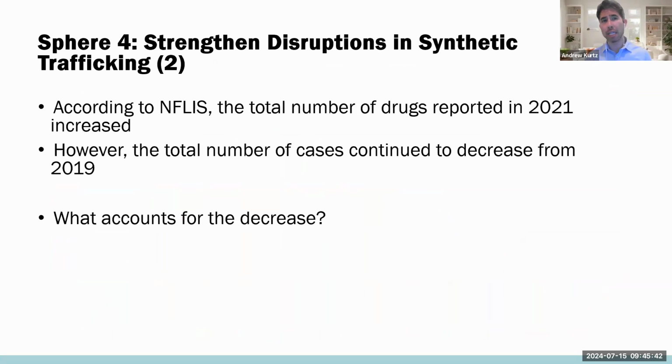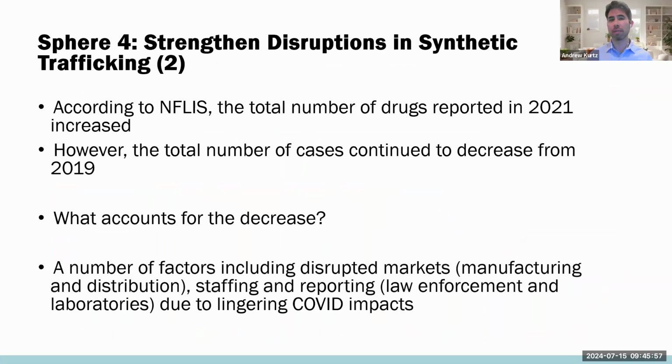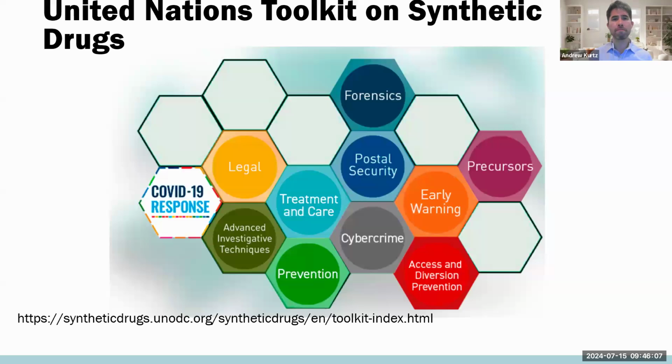From 2019 to 2021, the total number of drugs reported decreased. However, the number of drugs increased, the variety of drugs increased, the number of cases decreased. Again, what accounts for this are some of the factors in manufacturing and distribution, law enforcement and laboratory processes, and then potentially some of the issues related to COVID impacts in data collection.